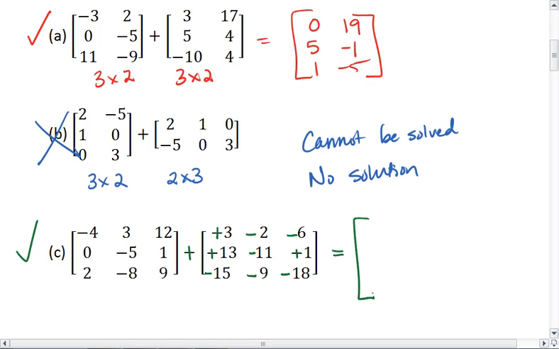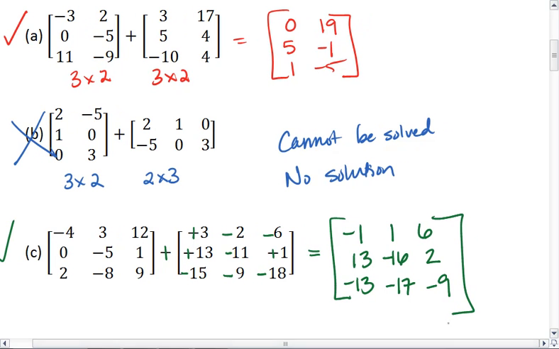If we do that, we find our elements are negative 4 plus 3, which is negative 1, 3 plus negative 2, which is 1, 12 plus negative 6, 6, 0 plus 13, negative 5 minus 11, 1 plus 1, 2 minus 15, negative 8 minus 9, and 9 minus 18. That way, you're sure to come up with the solution matrix and not lose any of those signs, or accidentally add when you should be subtracting.